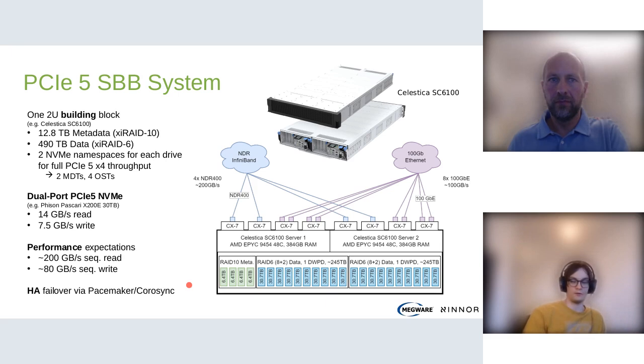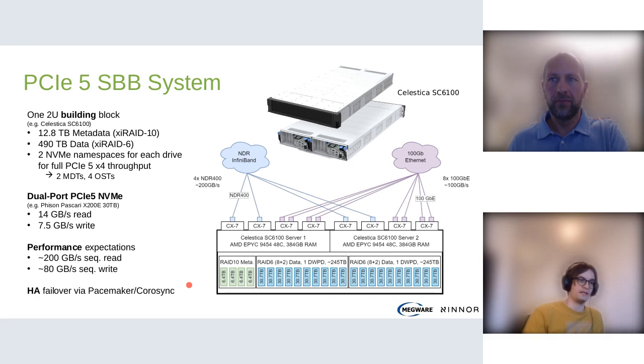And the performance expectations for this specific example here would be roughly 200 gigabytes a second read and 80 gigabytes a second write speed for a 2U box and half a petabyte of Lustre. I think that's quite a good performance.